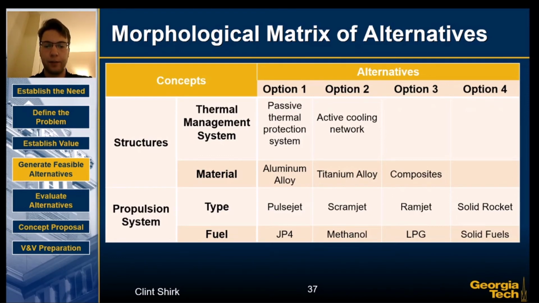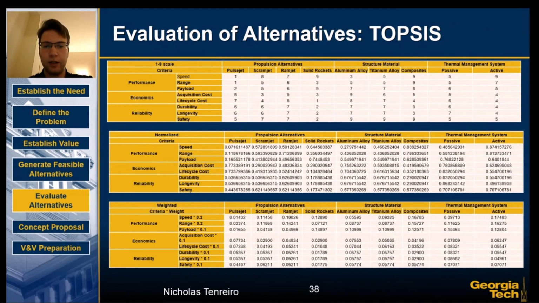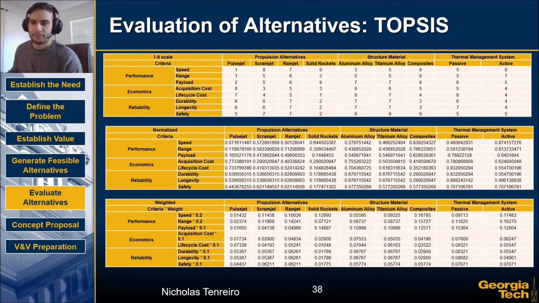Next off, Nick will be going through and weighting some of these alternative options in a TOPSIS analysis. All right, thank you. All right, thanks, Clint, for those alternatives. And now we're going to go ahead and use TOPSIS to evaluate those alternatives. And we'll talk about why we use TOPSIS in a second. But first, I'll go over the actual methodology.